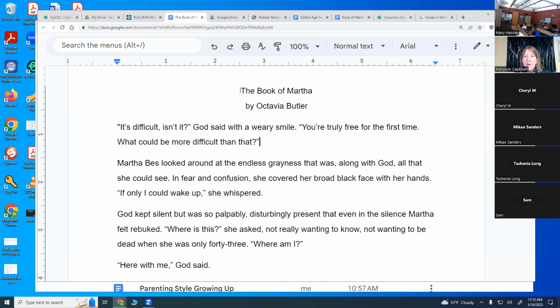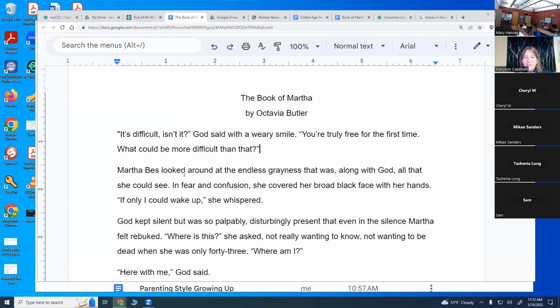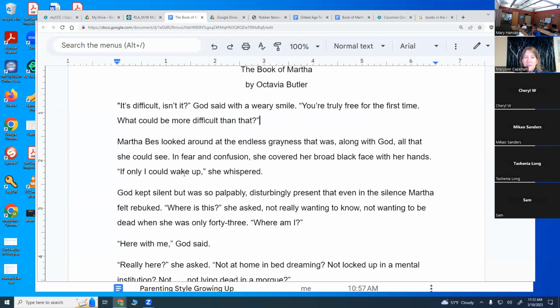So I'll read, since I'm the narrator, I'll read the title, The Book of Martha by Octavia Butler. It's difficult, isn't it? God said with a weary smile. You're truly free for the first time. What could be more difficult than that? Martha Best looked around at the endless grayness that was, along with God, all that she could see. In fear and confusion, she covered her broad black face with her hands.